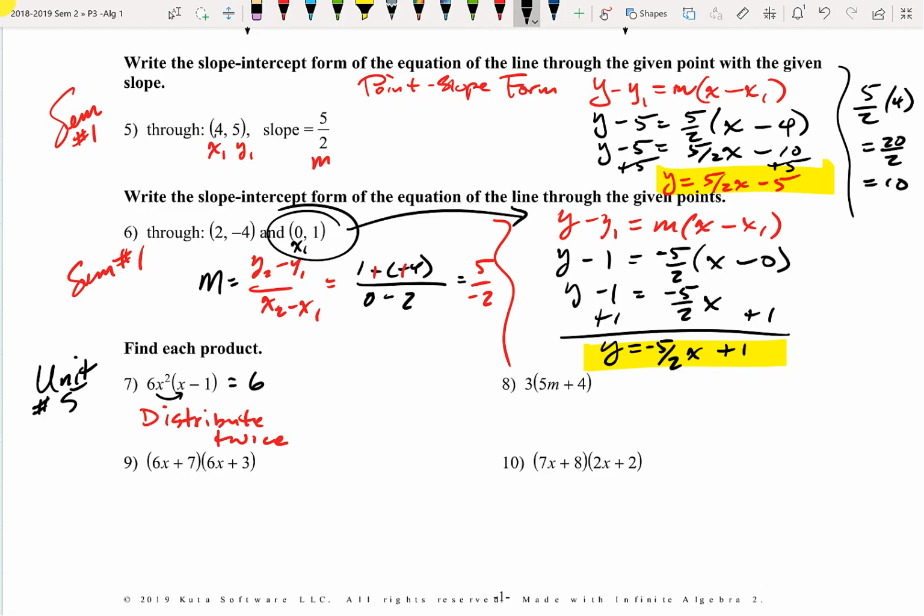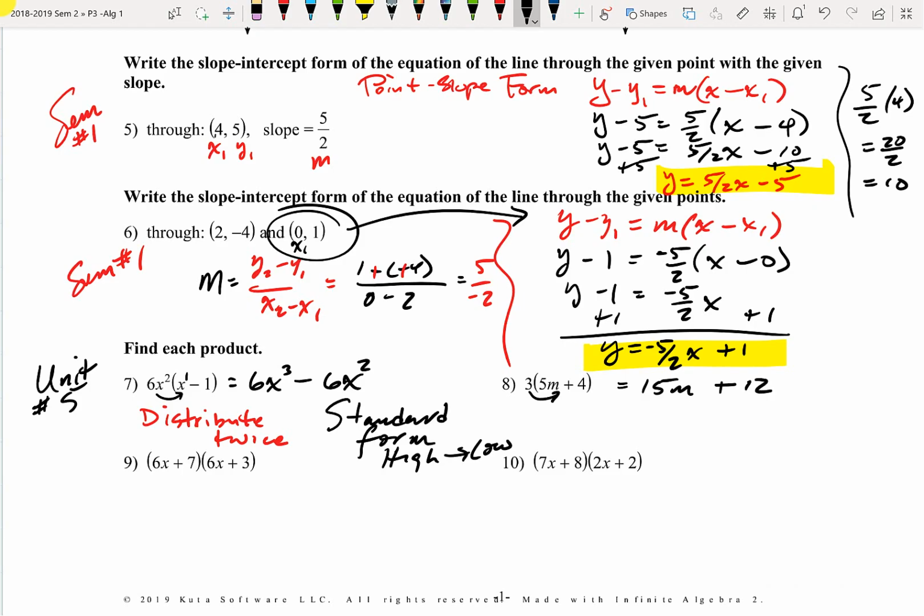So here we go. 6x squared times x is 6x cubed. All right, add the exponents. Minus 6x squared times 1, which is just 6x squared. And it's in standard form. So you're good. All right. Standard form means high to low in terms of the exponents. Same thing here. 3 times 5m is 15m, plus 3 times 4 is 12, and you're done.